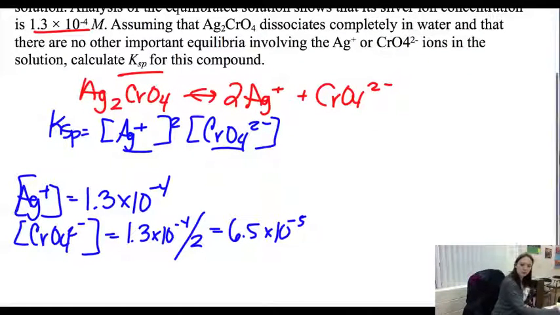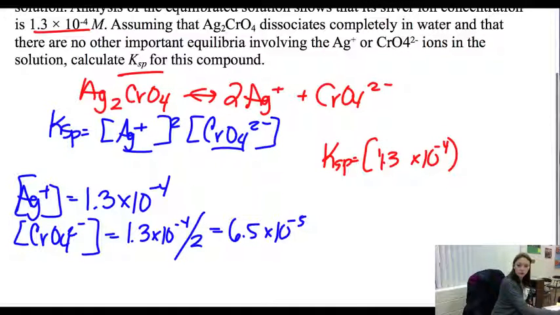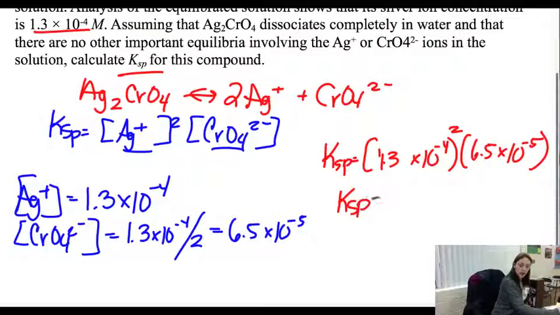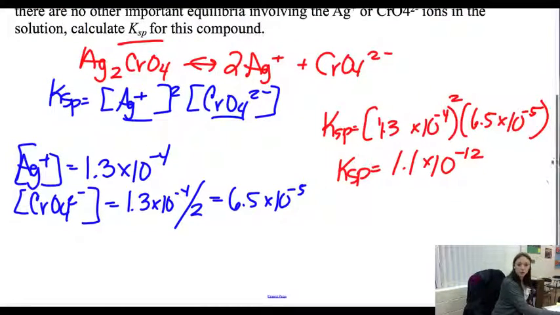Now all I do is plug my numbers in. My Ksp is equal to 1.3 times 10 to the negative fourth, squared, times 6.5 times 10 to the negative fifth. Don't forget that your Ag+ is squared. And my Ksp is going to be 1.1 times 10 to the negative 12th. And if you look it up in the back of the book, it should tell you that exact same number.